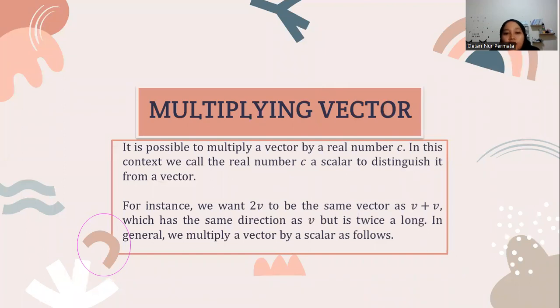Multiplying vectors. It is possible to multiply a vector by a real number c. In this context, we call the real number c a scalar to distinguish it from a vector. For instance, we want 2p to be the same vector as p plus p, which has the same direction as p but is twice as long. In general, we multiply a vector by a scalar as follows.